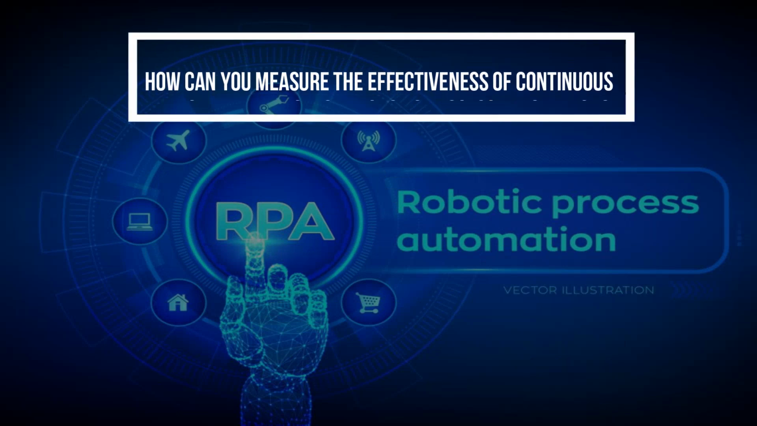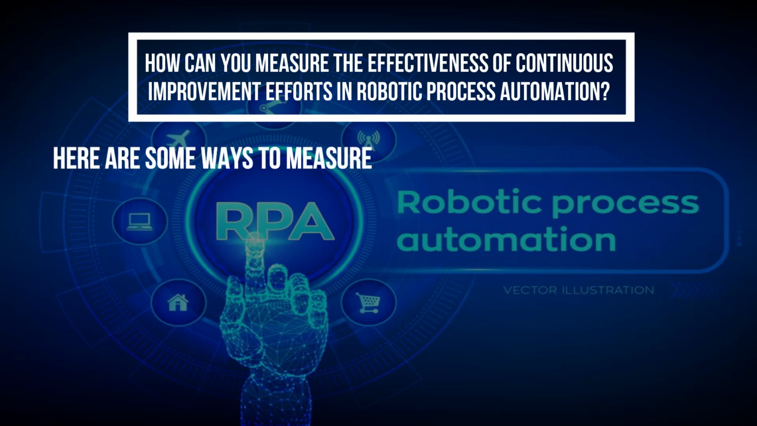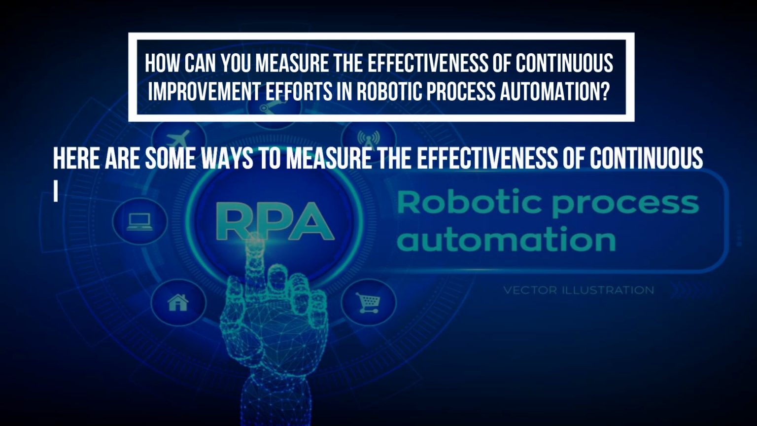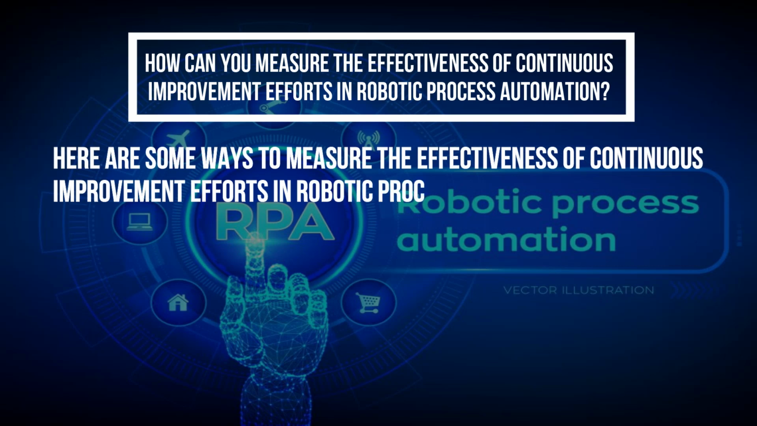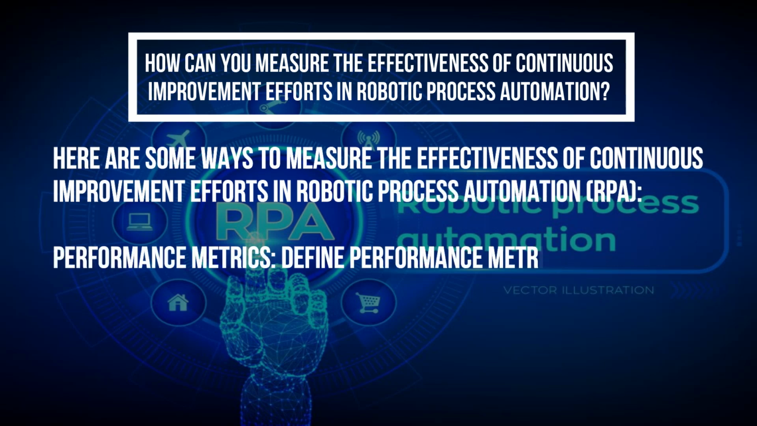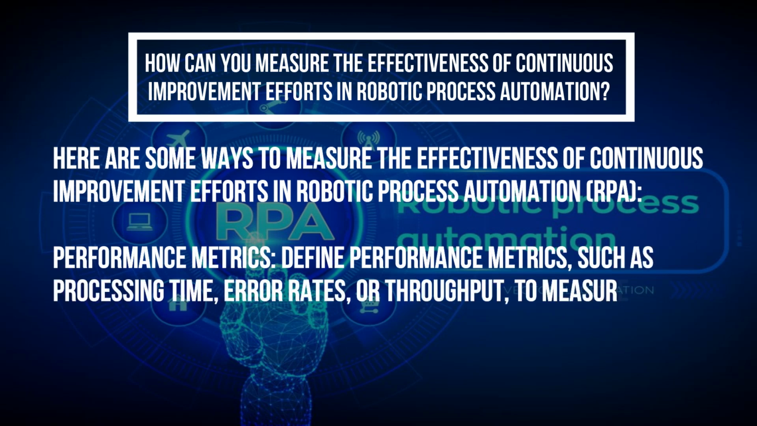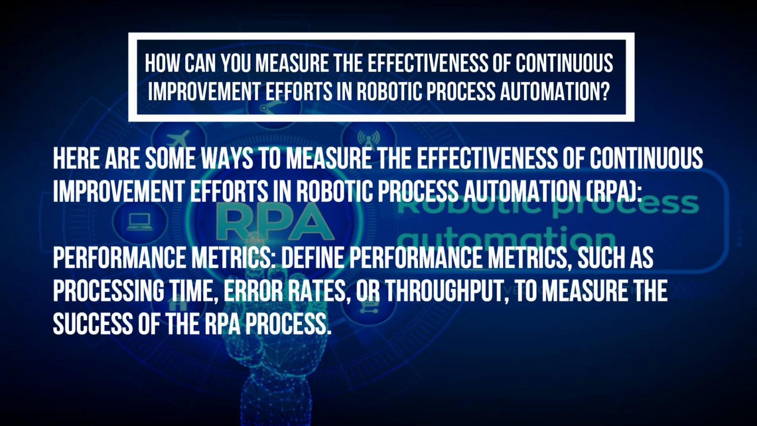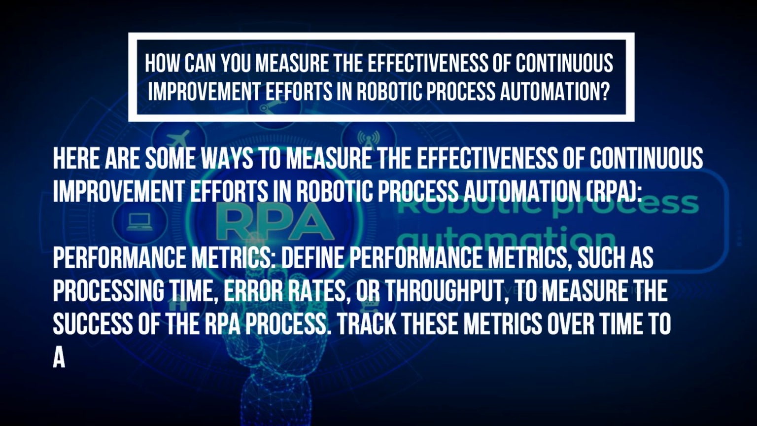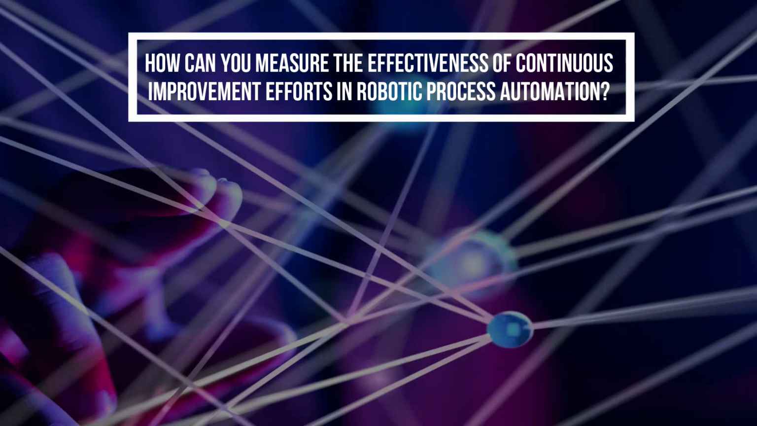How can you measure the effectiveness of continuous improvement efforts in robotic process automation? Here are some ways to measure the effectiveness of continuous improvement efforts in robotic process automation, RPA. Performance metrics. Define performance metrics, such as processing time, error rates, or throughput, to measure the success of the RPA process. Track these metrics over time to assess the impact of continuous improvement efforts.